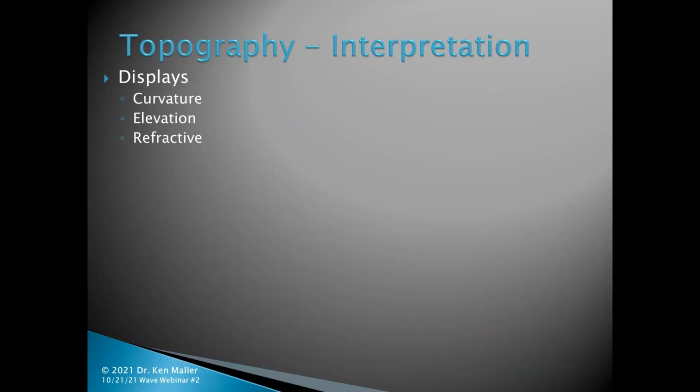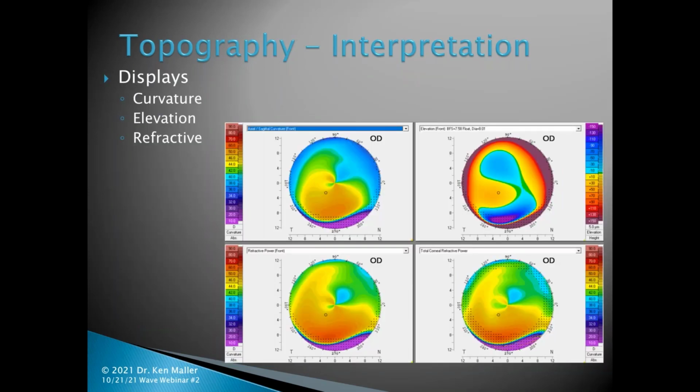So let's take a look at these displays. So here's the curvature, elevation, and refractive displays on the pentacam. In the upper left, that's a curvature display, and in the upper right, that's the elevation. And by far, these are the two most important displays. You can see that there's the polka dot patterns down at the bottom there because that is extrapolated data, but we're not going to even talk about that area. We're going to talk about the area that actually captured data for a moment.